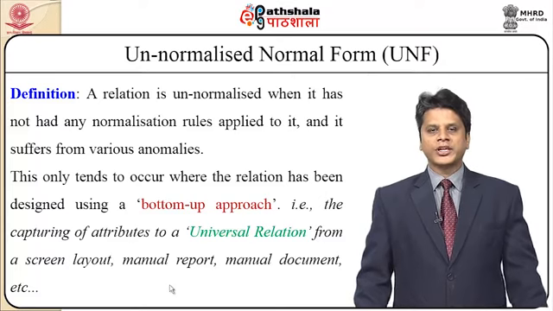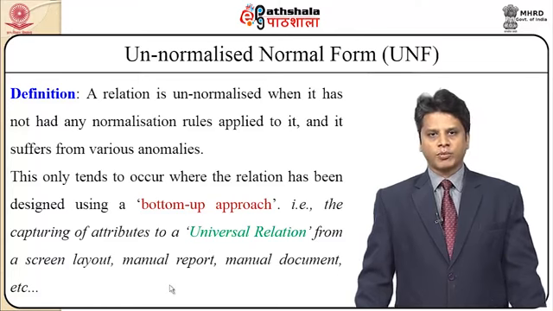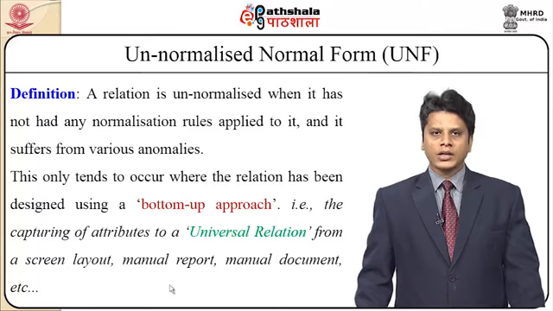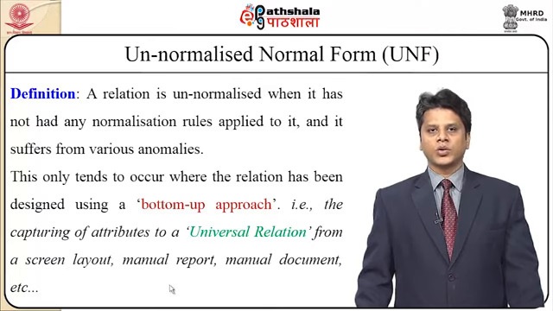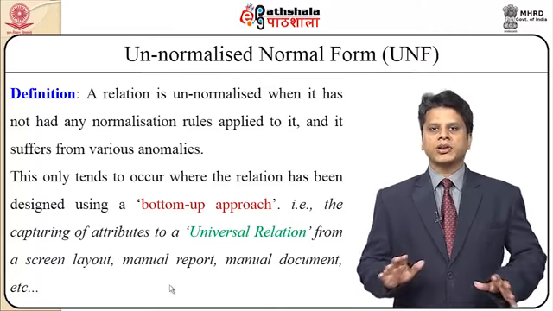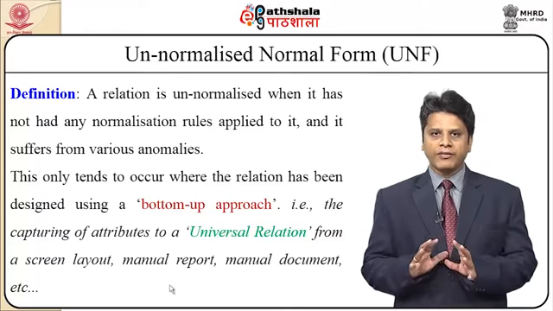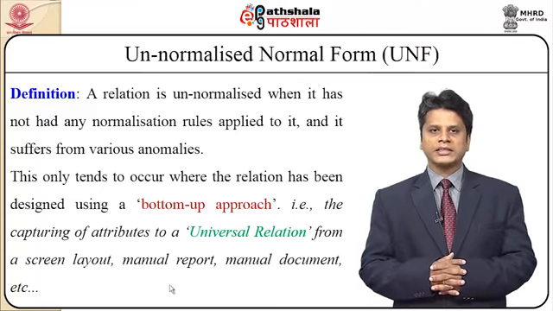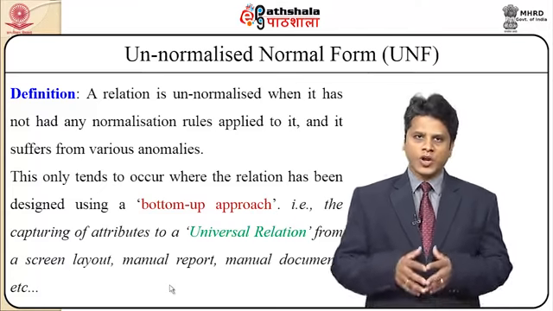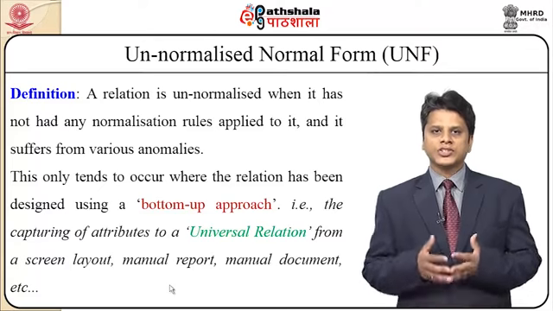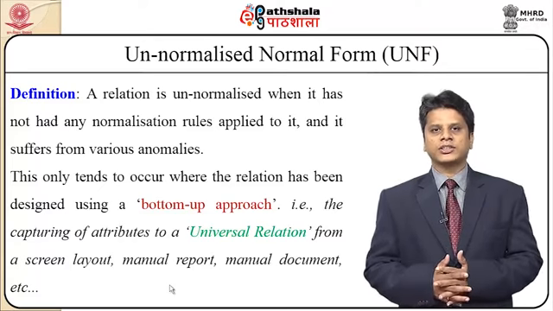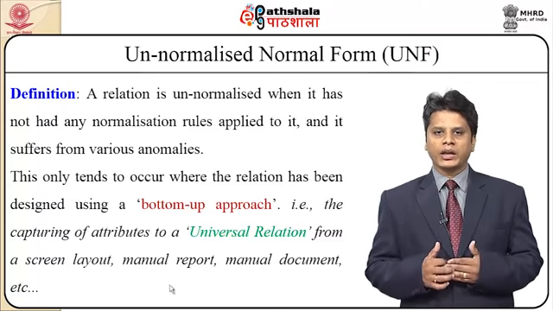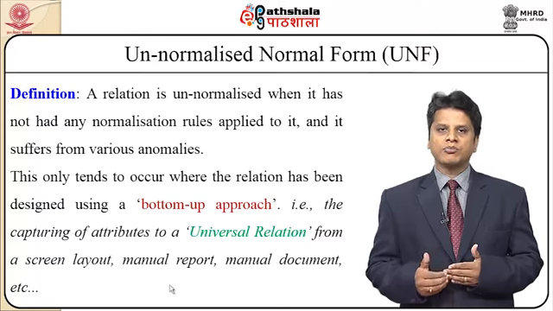We will try to initially find whether it is in an unnormalized format. A relation is said to be in unnormalized format when it has not had any normalization rules applied to it. As such, it is being considered as a relation and it suffers from various anomalies. It is not mandatory that it has to suffer from anomalies; we check whether this particular relation has got any anomalies involved. This only tends to occur where the relation has been designed using a bottom up approach.